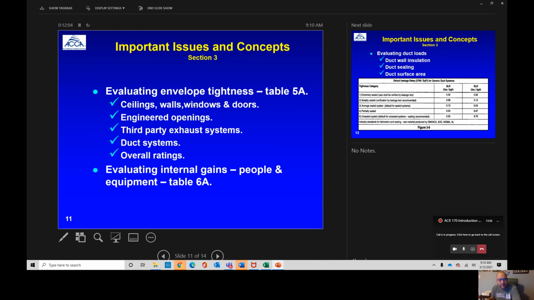All right, so evaluating envelope tightness. How tight is the space? What is the leakage of the space? How well is it insulated? How well is it sealed?